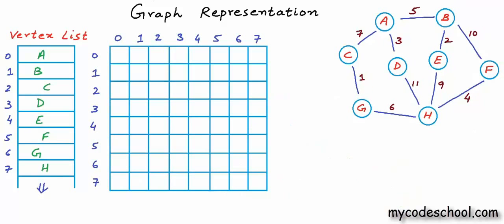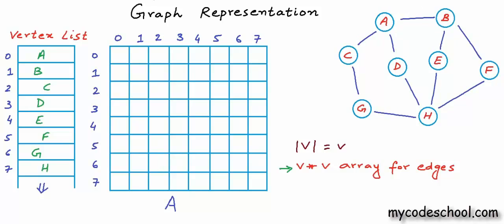We can have a two-dimensional matrix or array of size v cross v, where v is the number of vertices. As you can see, I have drawn an 8 cross 8 array here because the number of vertices in my example graph here is 8. Let's name this array A. Now if we want to store a graph that is unweighted, let's just remove the weights from this example graph here, and now our graph is unweighted.